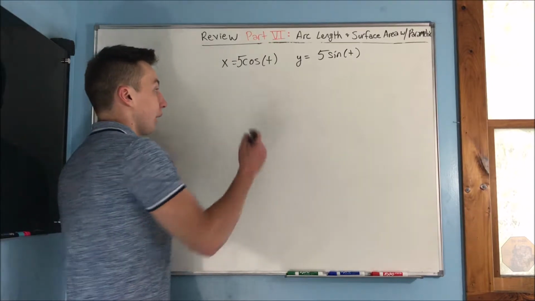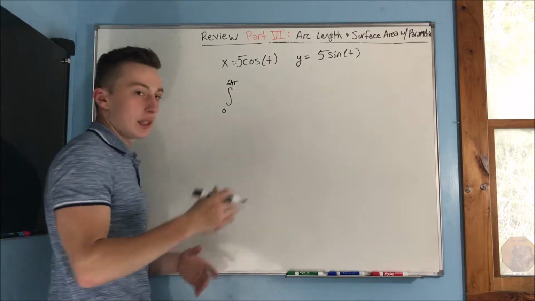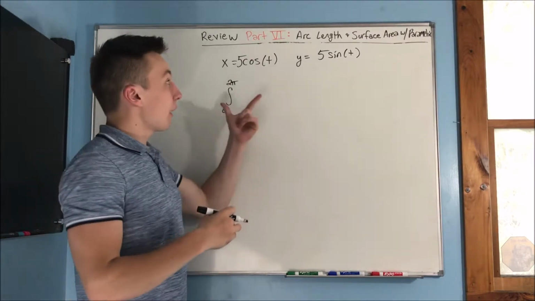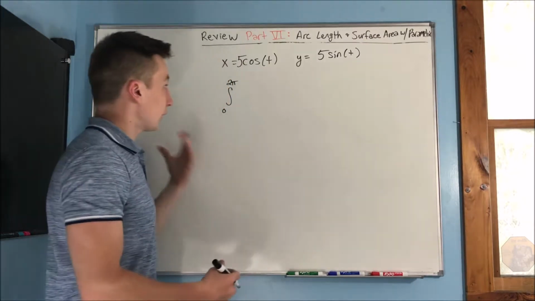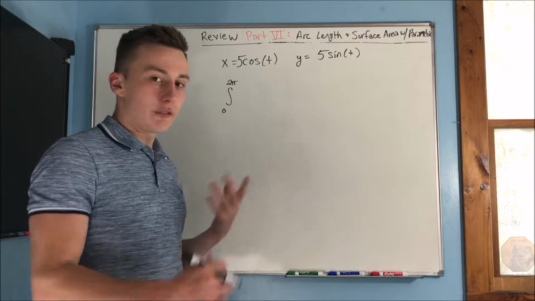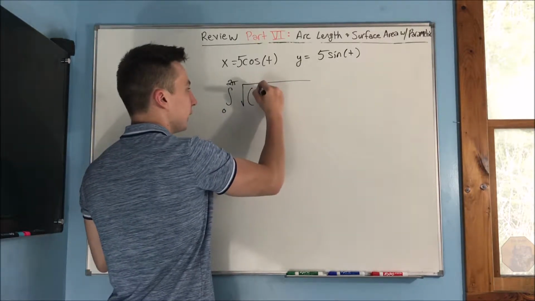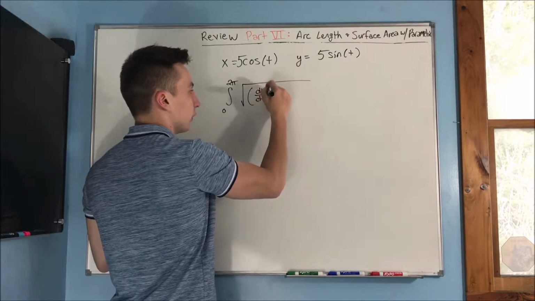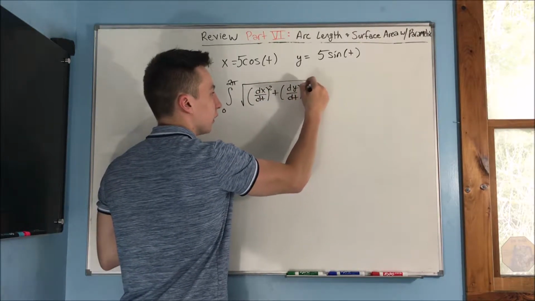Now, that would mean that we would need to integrate from 0 to 2 pi, right? That's the whole curve. We know that 5 cosine t and 5 sine t, that's going to make a circle. So we integrate from 0 to 2 pi, and what are we integrating? Like, what's our formula here? Well, it's going to be the square root of (dx/dt) squared plus (dy/dt) squared, dt.